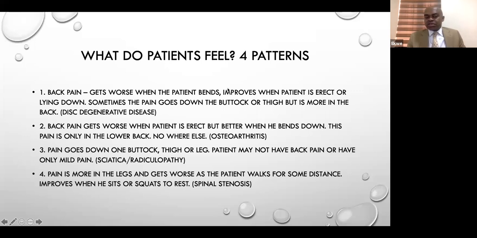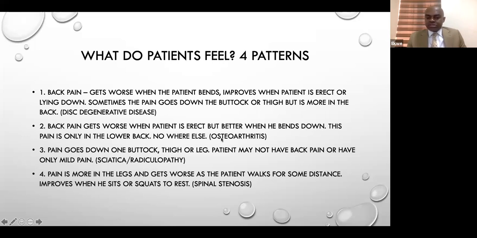So the commonest kind of pain is the disc pain, what we call discogenic pain. This pain gets worse when the patient bends forward and improves when the patient stands up or lies down, because the spine is straightened up. Sometimes the pain may go down to the buttocks or the thigh, but the main pain is in the back. Now, that's different from the pain which is more going down the buttock or the thigh or the leg, usually one side, and they may have back pain or may only have mild back pain. This one is what you usually refer to as sciatica or radiculopathy. It can be caused by the same thing, but it's a different pattern of pain because you attack them differently.